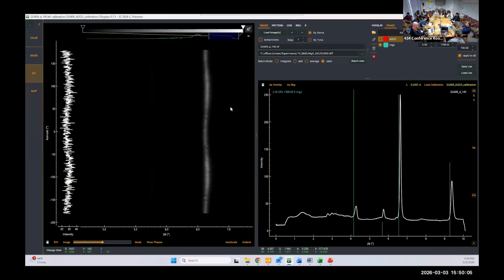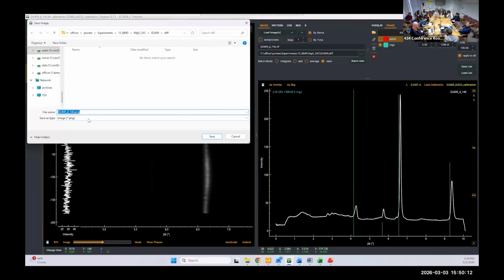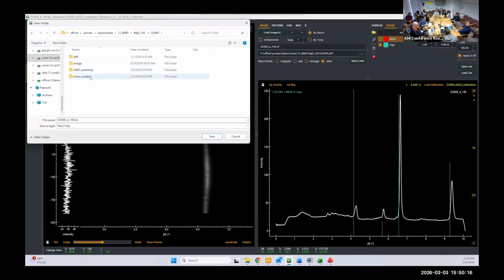I'm going to put these in. So I've saved my cake pattern. Then I go to the next one, and I do it again. And I'll do 3. We need to make the batch function.